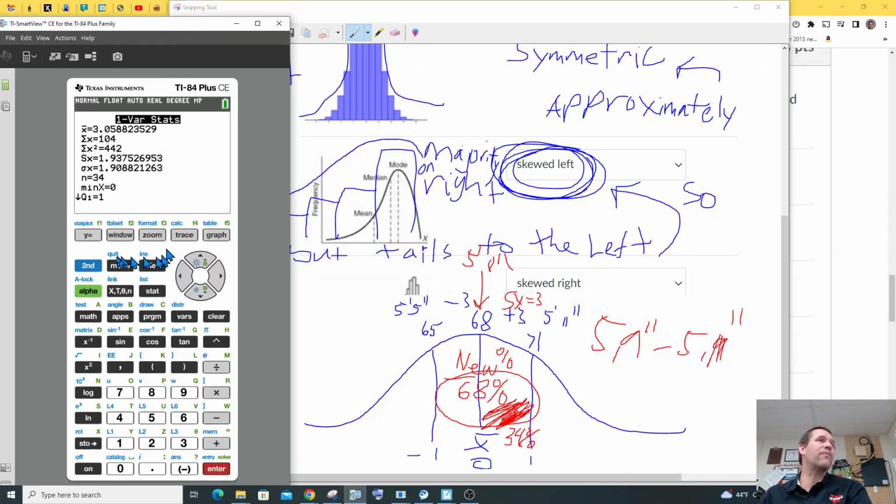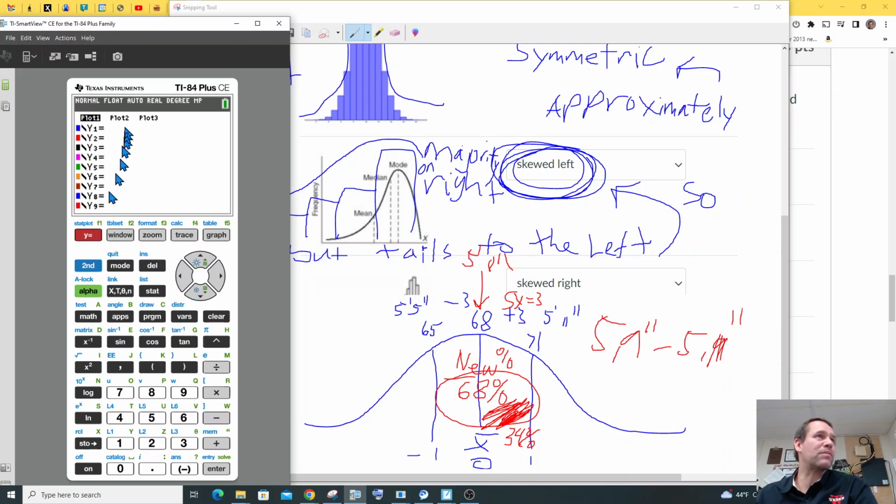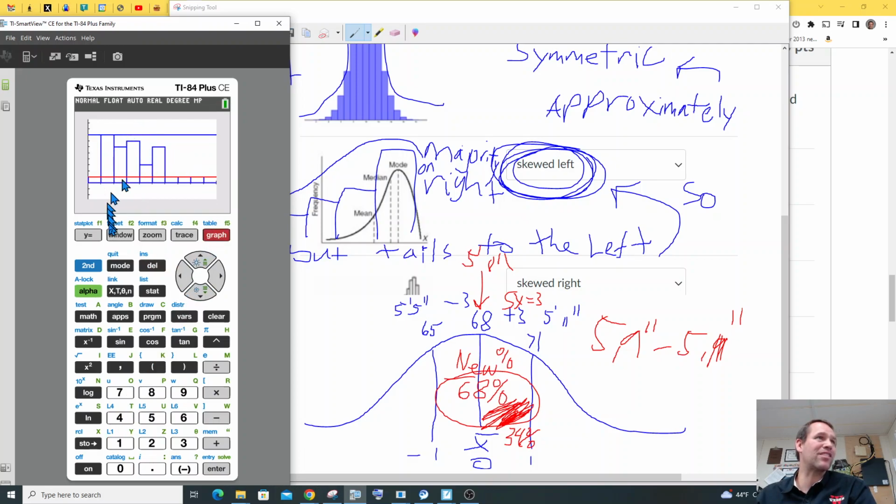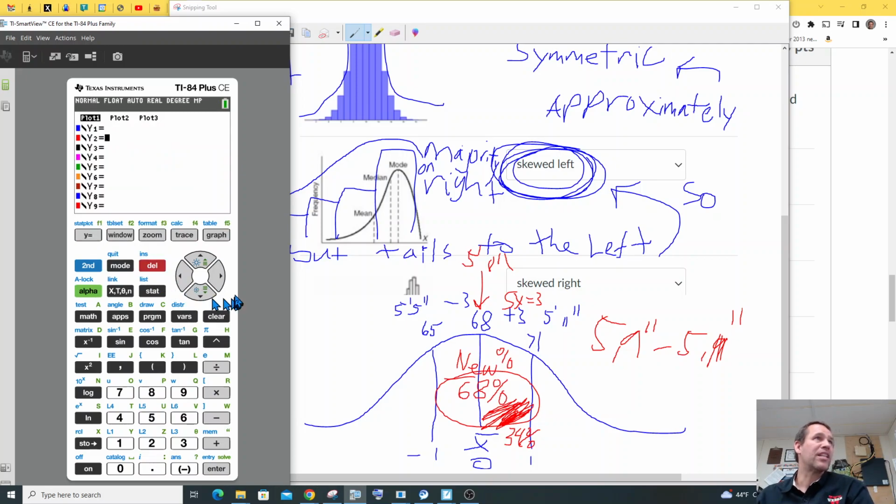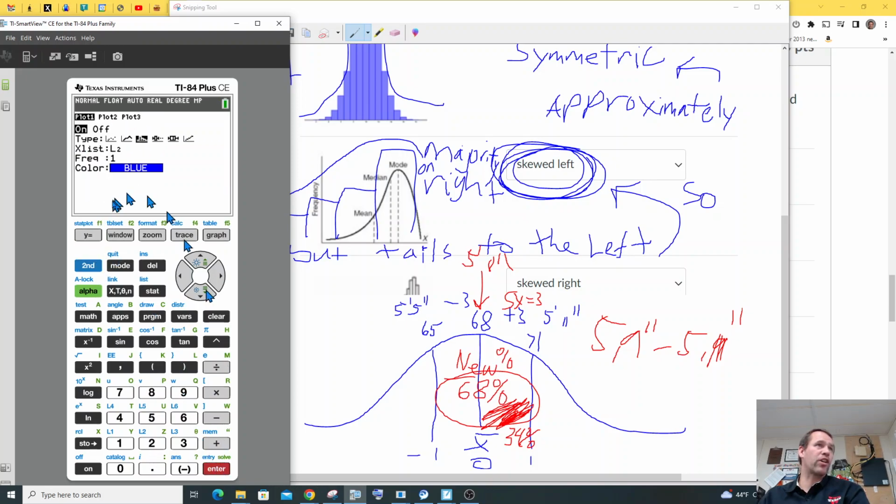Specifically, we would use second distribution. Remember when you did the graph? I forgot to tell you that Y equals sometimes has stuff there that messes up your graph, like Y equals 8, for example, or Y equals 1. You want to clear those before you do your graph, especially if you use Zoom 9, because it might mess it up. So just make sure that you go to Y equals, clear your graph, then go to second stat plot and start working on your graph there, histogram.